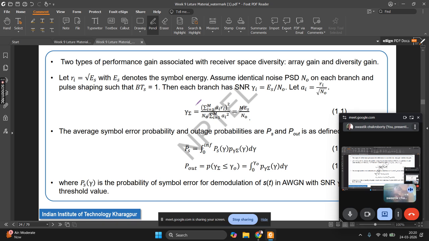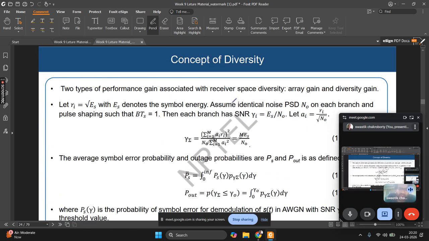Now there are two types of performance gain associated with receiver space diversity: array gain and diversity gain. Array gain is what you get by combining the beams at the multiple antennas. So you are saying combining them, then you will get an array gain. And the diversity gain is when you are combining independent paths that have been received.